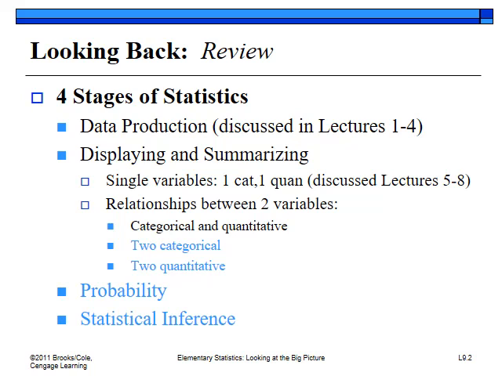To give you a sense of where we are, among the four stages, we're now talking about displaying and summarizing data, but we have moved on to relationships between two variables, in this case, the relationships between a categorical and a quantitative variable.